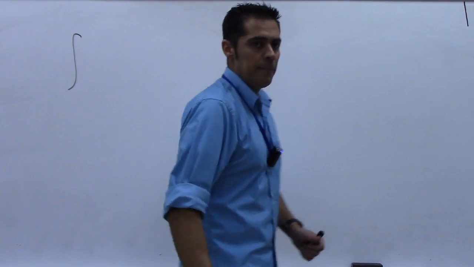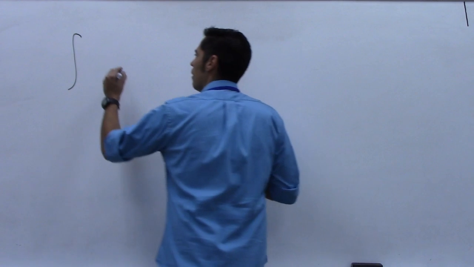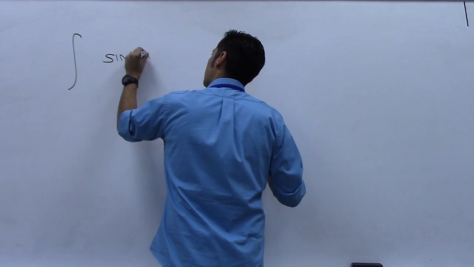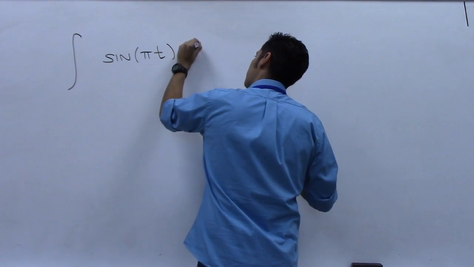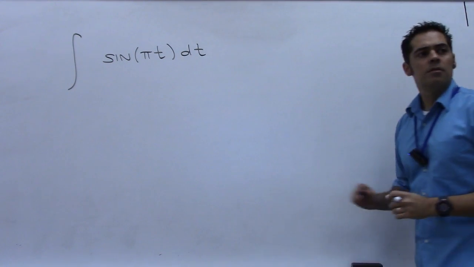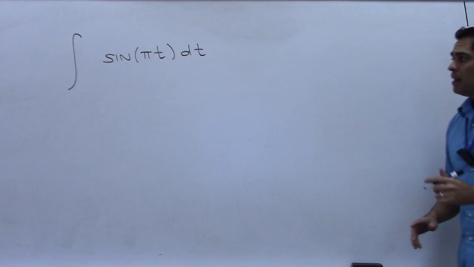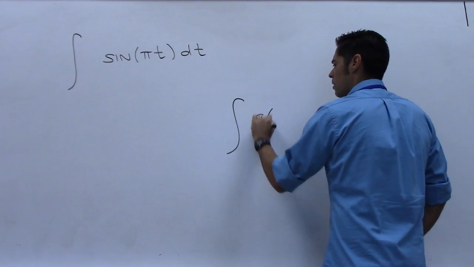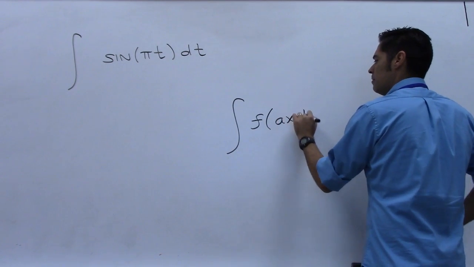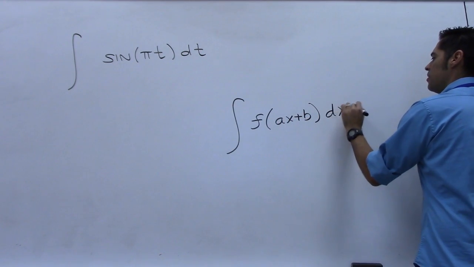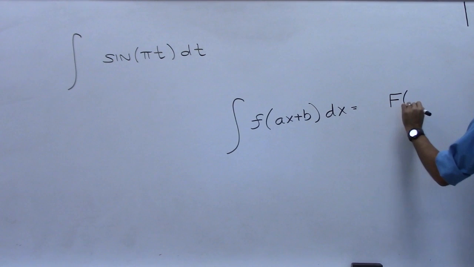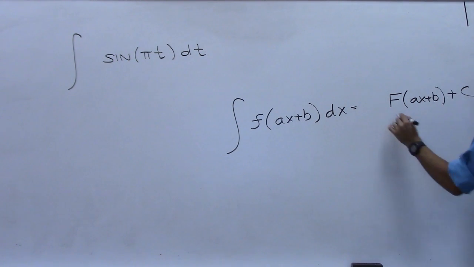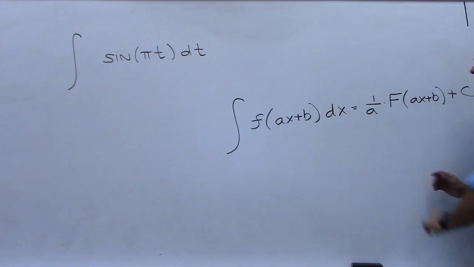Which one? That'd be sine pi t dt. Sine of pi t dt, that's it? Yeah. Okay. So there's two ways to approach this. Last class I was telling you that if you're integrating a function with a linear expression in it, it's the antiderivative of that function evaluated at the linear expression plus c, but you have to scale by 1 over a.